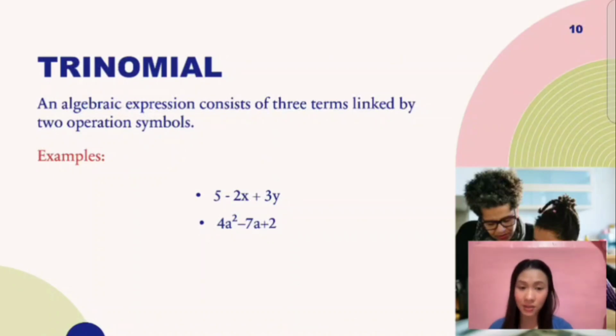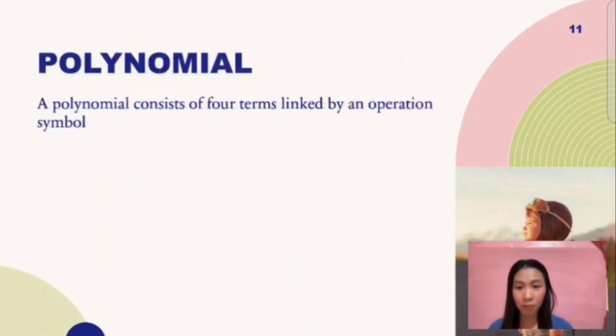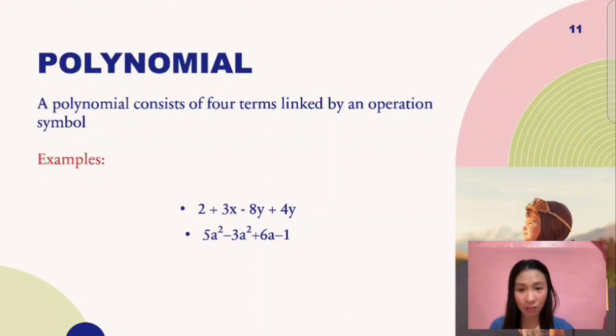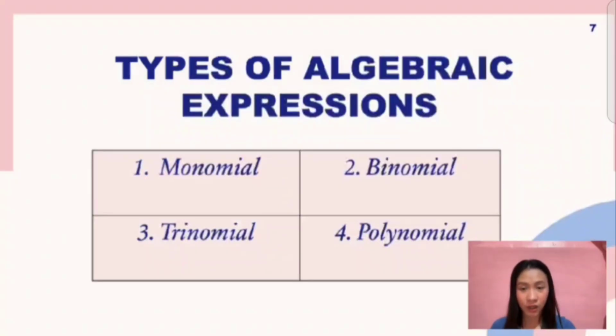And we have next a polynomial. A polynomial consists of four terms linked by operation symbols again. We have here examples of polynomials. 2 plus 3x minus 8y plus 4y, and 5a squared minus 3a squared plus 6a minus 1.